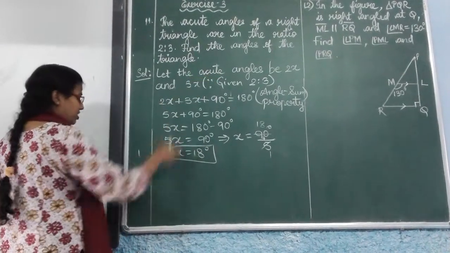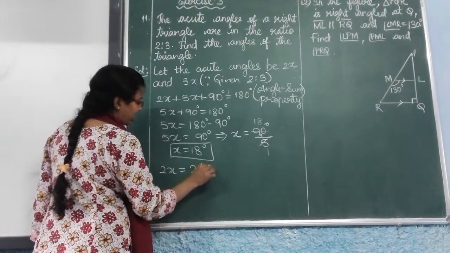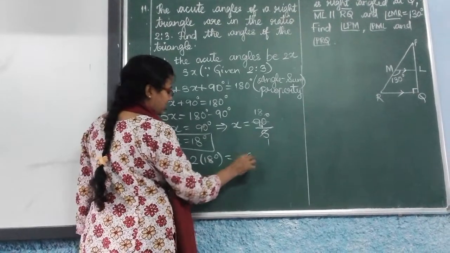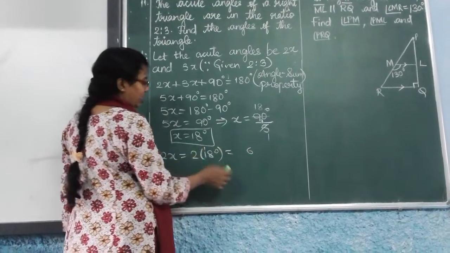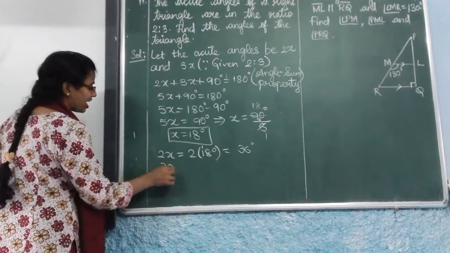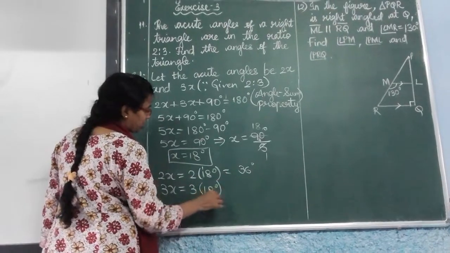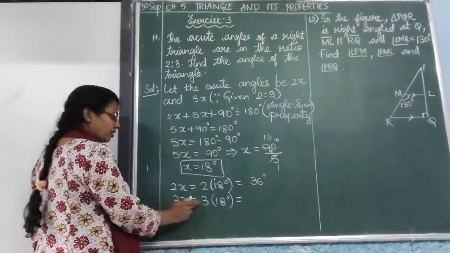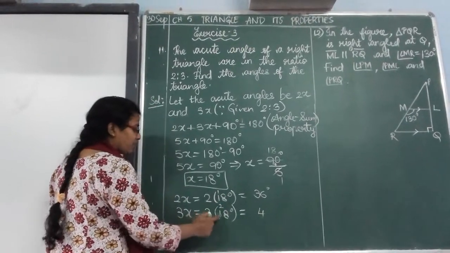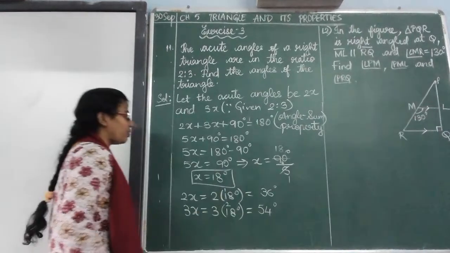So let us substitute the values. 2x, 2 into 18 degrees. 2 eights are 16. 2 ones are 2 plus 1 is 3. So it is 36 degrees. The next angle is 3x. So 3 into 18 degrees we need to substitute. 3 eights are 24, so 2 carry. 3 ones are 3, 4, 5. So it is 54 degrees.